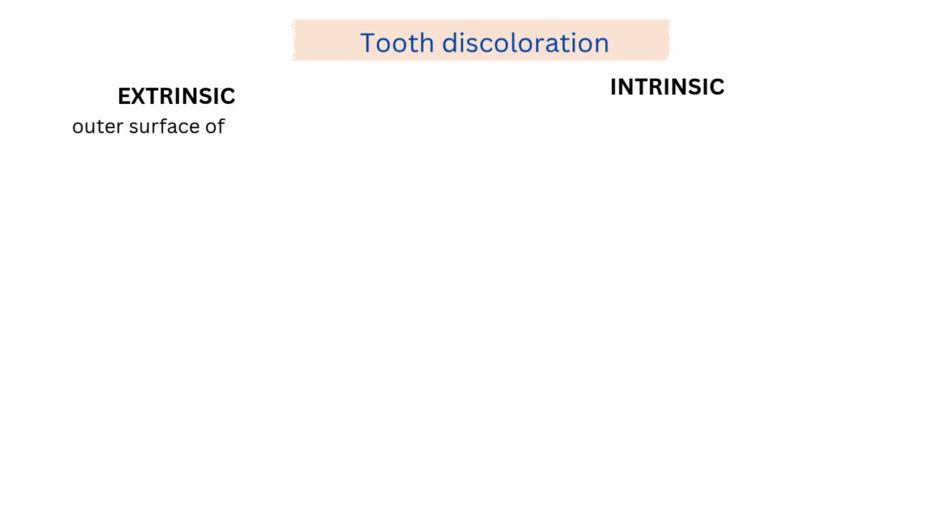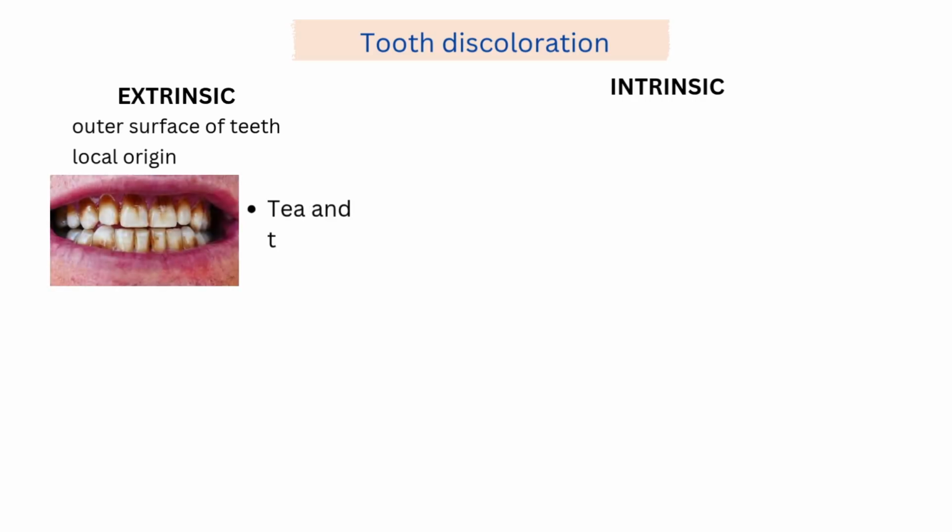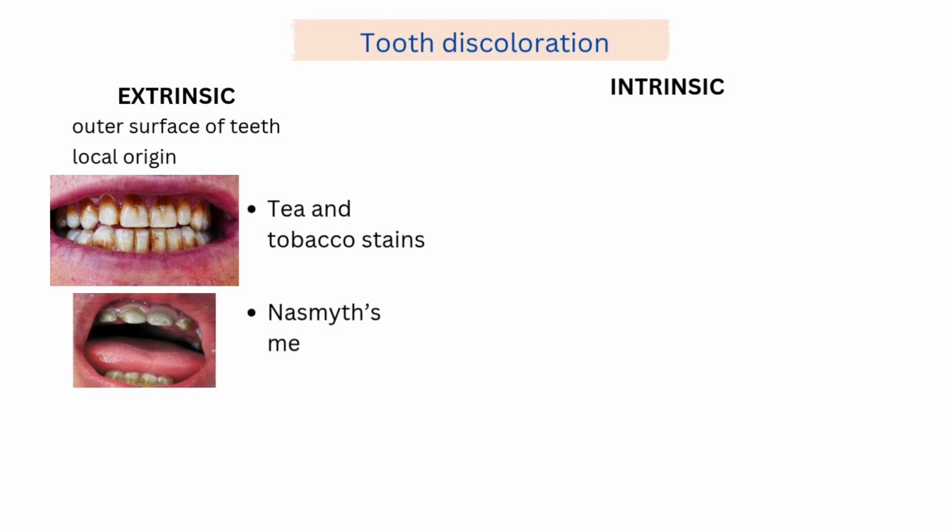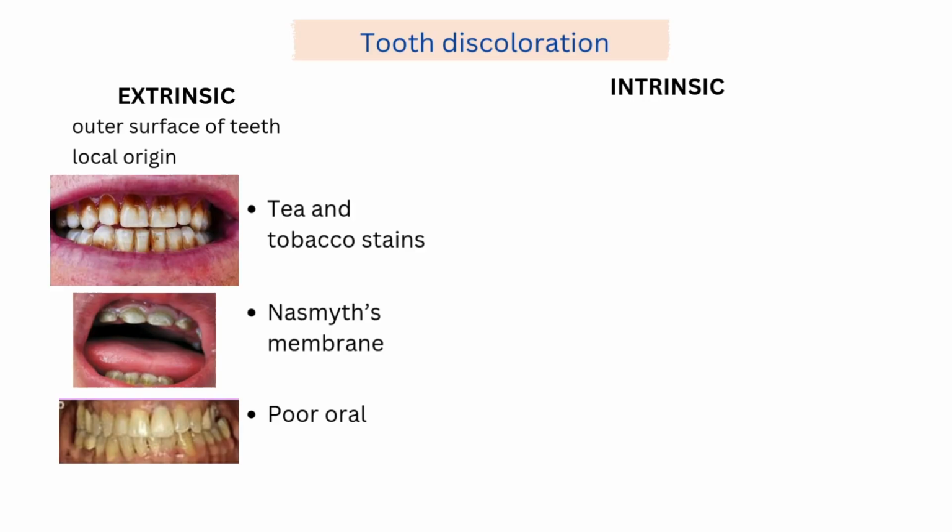Tooth discoloration is classified as extrinsic or intrinsic. Extrinsic stains are superficial stains present on the outer surface of teeth developed from local agents known as chromogens. Common causes of extrinsic discoloration are tea and tobacco stains, Nasmyth's membrane, which is seen as greenish discoloration in children, and teeth discoloration caused by poor oral hygiene. Extrinsic stains are bound to the tooth by attractive forces such as van der Waals forces, thus they can be removed by scaling and polishing.